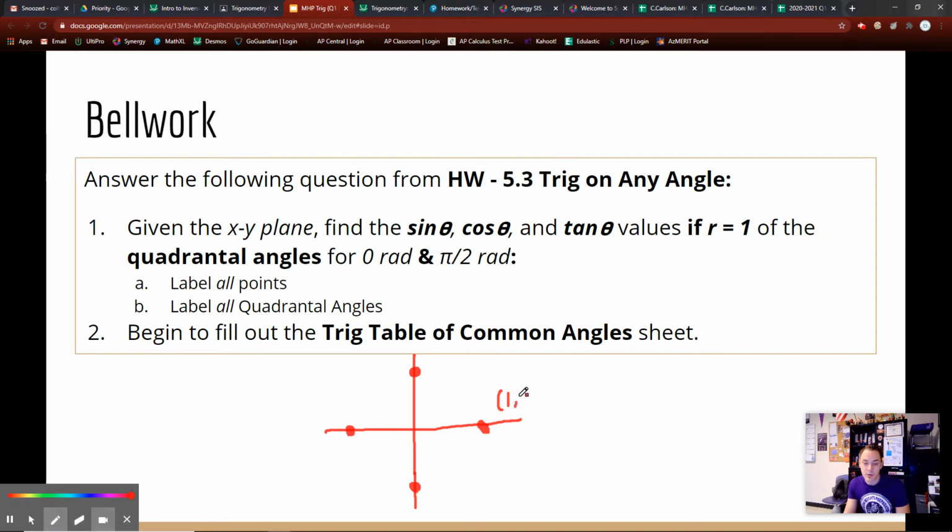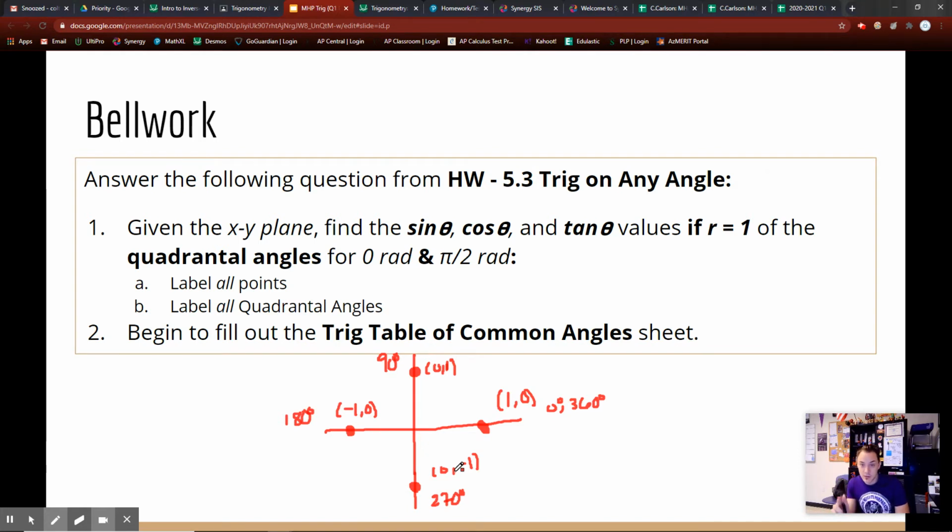So this point was 1, 0, and this was 0 and 360 degrees. This point was 0, 1, and this was 90 degrees. This is 180 degrees, and this one was negative 1, 0, and this was 0, negative 1, and this was 270 degrees. So these are the quadrantal angles, okay?